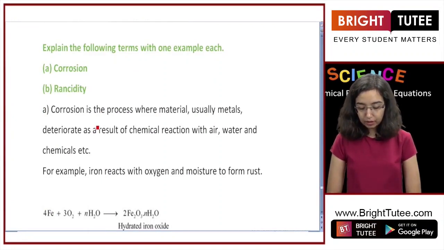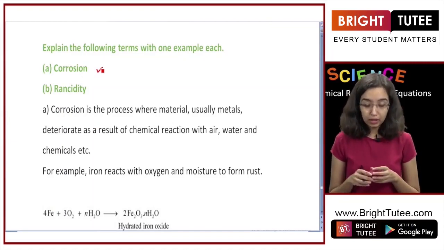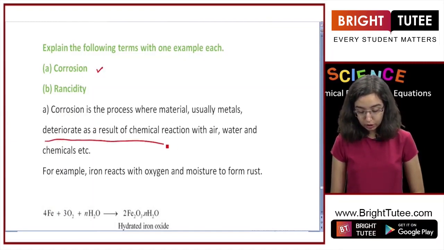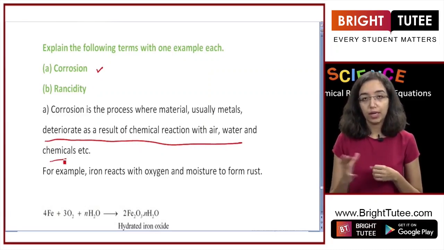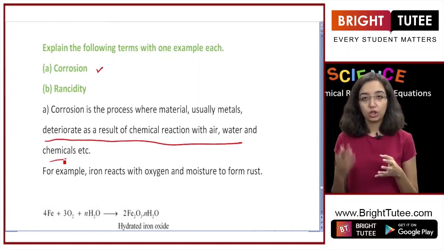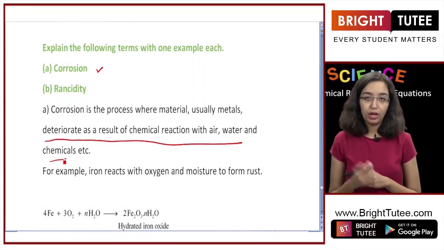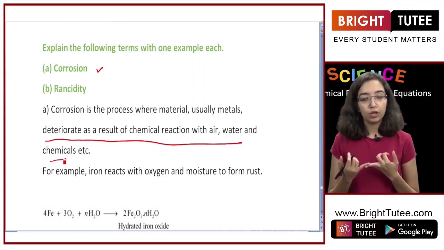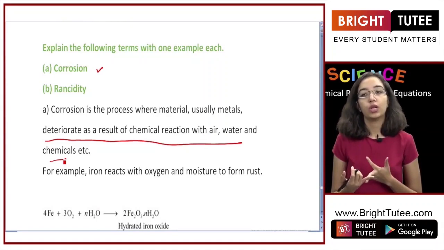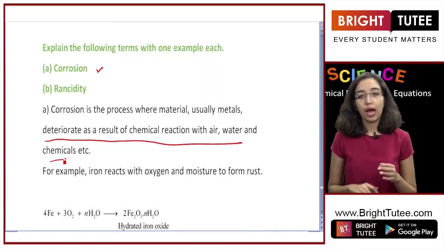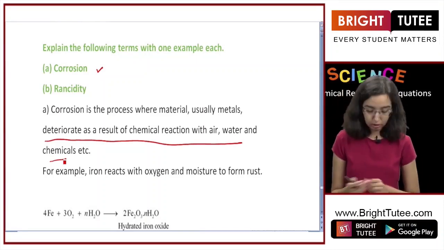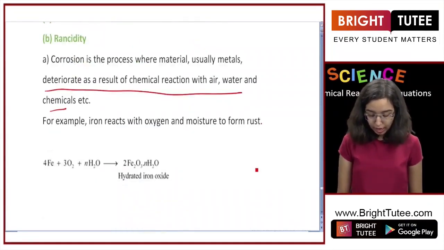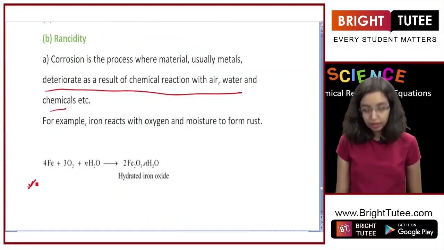The last question is: explain the following terms with one example. One is corrosion. Corrosion is the process where a metal deteriorates as a result of chemical reaction with air, water and chemicals. So anything that, when added to the metal by natural contact, deteriorates its quality is called corrosion. An example can be rusting of iron, or converting of copper into copper oxide. Corrosion also happens in silver. As you see, they get tarnished, and sometimes copper also gets a green layer of copper carbonate.